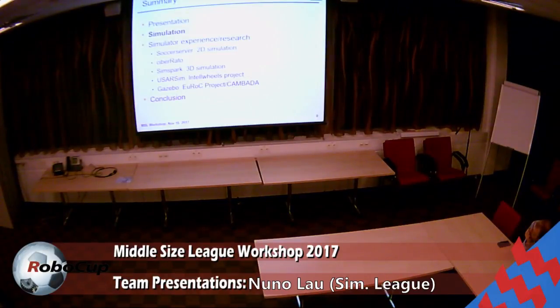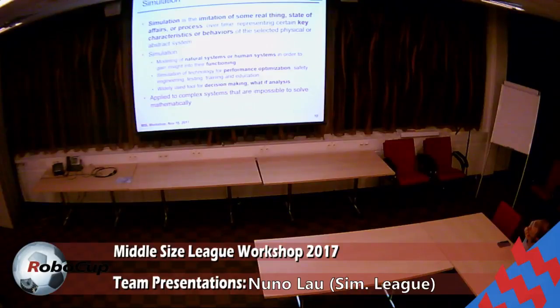And now for some thoughts on simulation. We can define simulation as the imitation of somebody else's state of affairs or process over time, representing the characteristics that we want to take from that environment, or that we want to study from that environment. We can model natural systems, do performance optimization on some process, or also help in decision making, because by using a simulator you can do a kind of what-if analysis and then get a better decision based on the results that you get from a simulation.